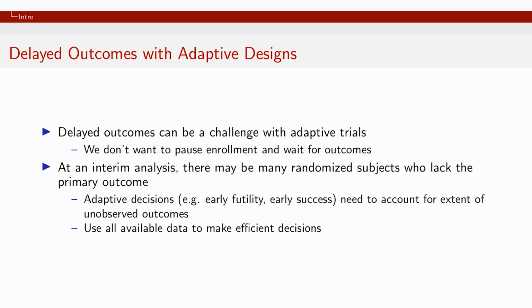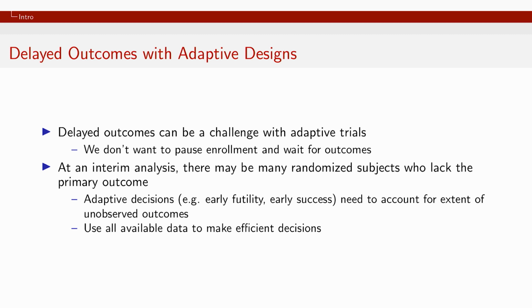In each of these examples, we don't have the primary outcome observed for a given patient until we have a specified amount of follow-up. This is typically not an issue when you're working with a fixed or non-adaptive clinical trial design. We don't want to have to pause enrollment and wait for the outcomes of all the patients to come in before we perform an interim analysis. The idea of an interim analysis is to let the trial keep going, keep accruing patients, and take a snapshot with our current data and allow adaptive decisions to be made based on the available snapshot.